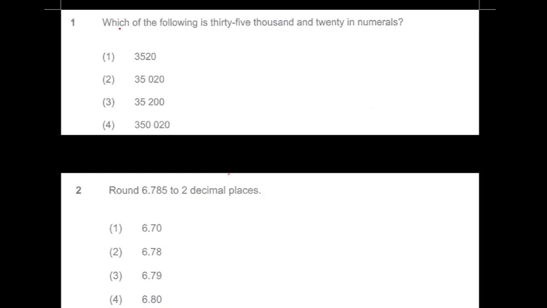Okay, so the first question says which of the following is 35,020 in numerals? So if you know this is 1,000, then 35,000 should be 35,000, and 20 is 20. So if you add 35,000 with 20, you get 35,020, which is answer 2.